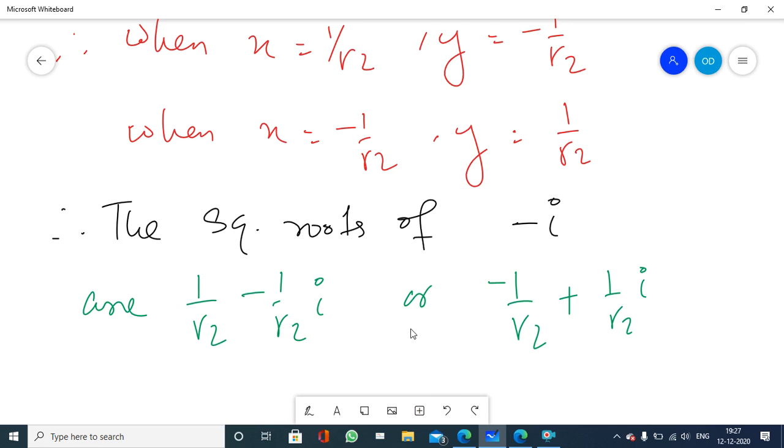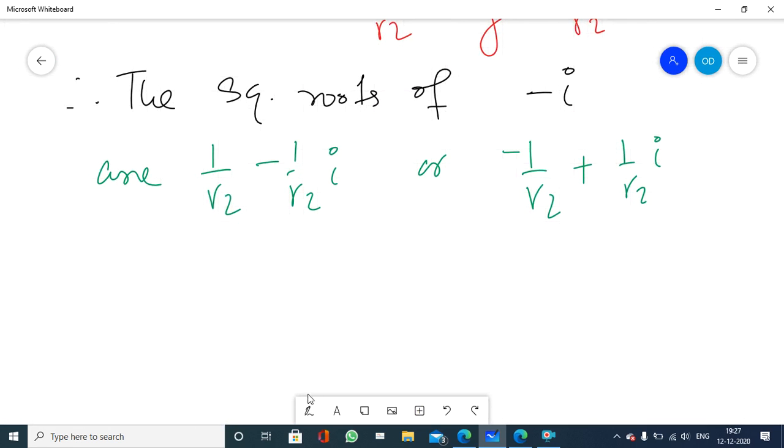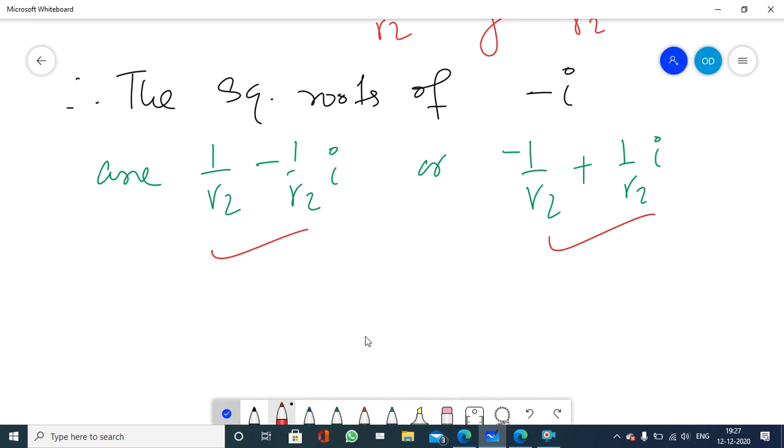Okay. So you see that a complex number also has two square roots. Minus i has two square roots, and these two are the square roots of minus i. Get my point so far?